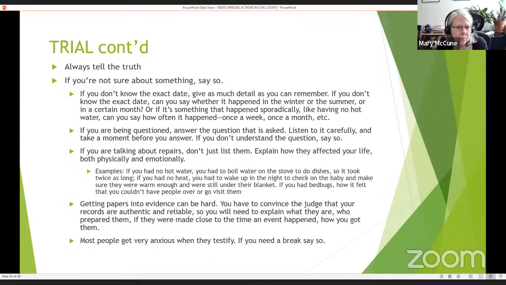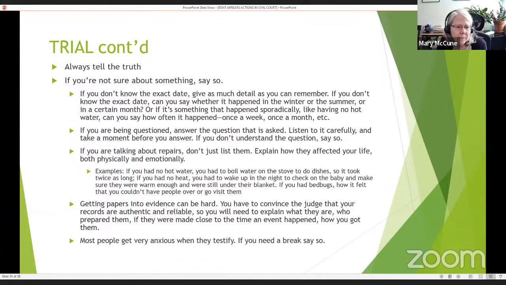If you're talking about repairs, don't just list them, explain how they affected your life physically and emotionally. So if you had no hot water, talk about how you had to boil water on the stove to do the dishes, so it took twice as long. If you had no heat, how you couldn't sleep at night because you kept waking up, trying to check on the baby and make sure they were warm and hadn't thrown off their blanket. If you had bed bugs, talk about how that affected your social life. You were embarrassed to have people over, or people who knew wouldn't let you come visit them because they were afraid they'd get bed bugs.